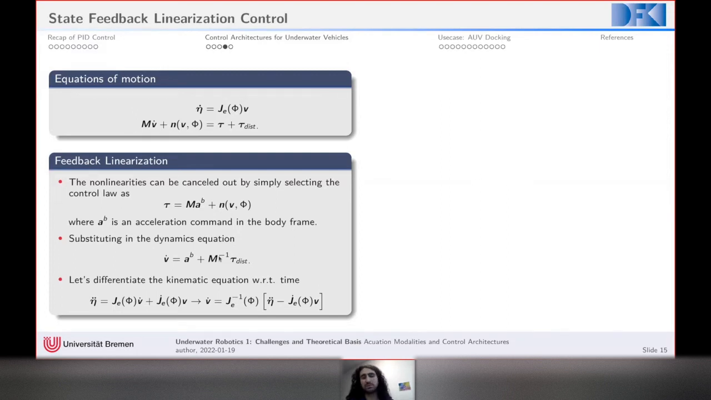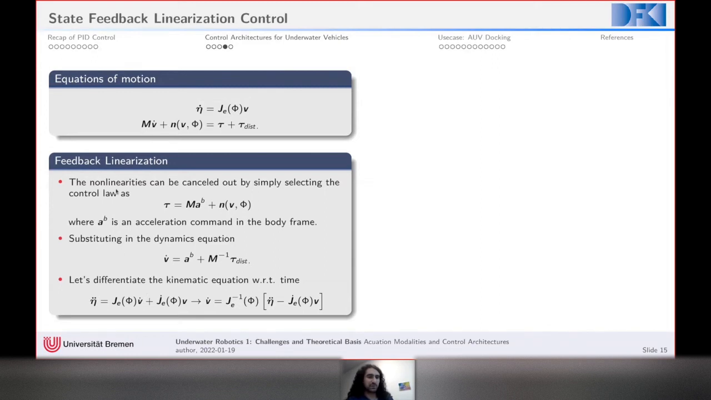So we are dividing by the mass, kind of, which also reduces the disturbances a little bit, or the effect of that. And let's go ahead and choose this control signal, or the acceleration control signal.